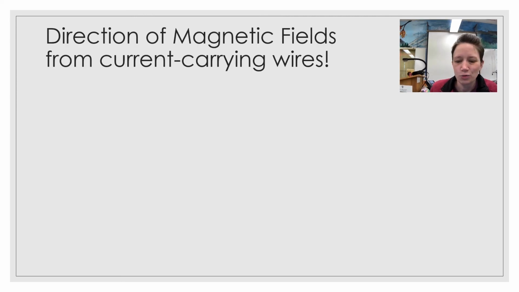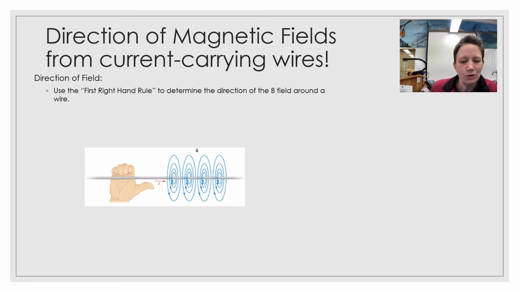So now that we know how to draw arrows in 3 dimensions, how do we actually determine the magnetic field direction from a current carrying wire? We're going to use something known as the first right-hand rule. There's 2 right-hand rules in magnetism. The first one specifically determines the direction of magnetic field around current carrying wires.